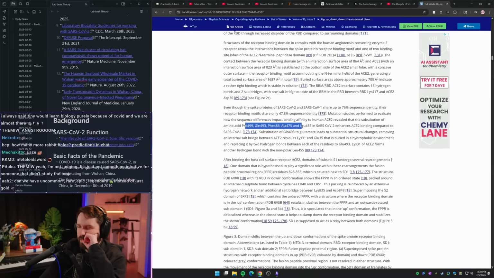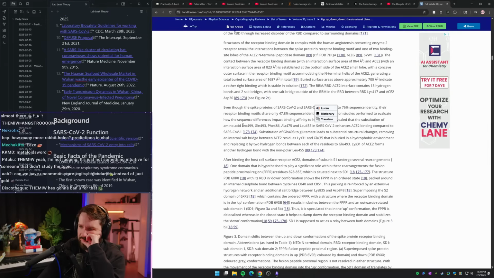I don't know what all these are. These are all amino acids, right? No! Nucleotides. These are all nucleotides. Right?